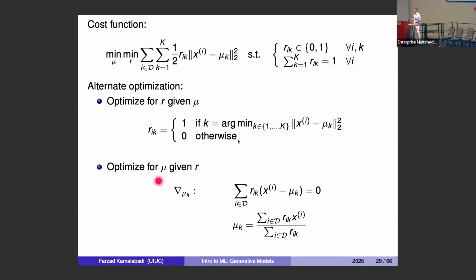What's the next step? The next step is to optimize for the new center mu given r. I already know the assignments for each one of the data points, but I want to optimize for mu. How do I do that? Well, I look at the gradient with respect to mu, which is this quantity over here. I compute the derivative, I get this term, and I set that to 0. If you set that to 0, do some algebra, and bring it to the other side, you end up with this expression. This is how you decide on mu. What does this tell us? What is it?